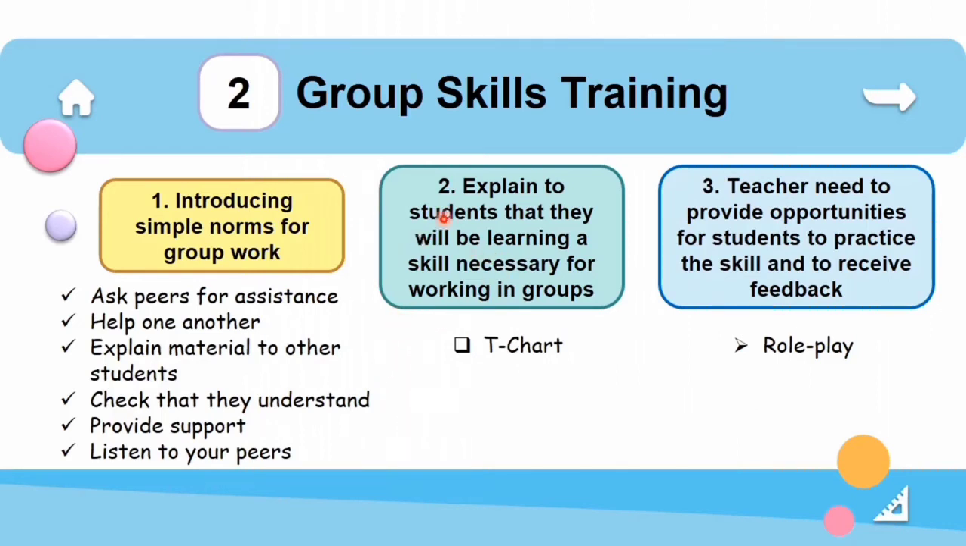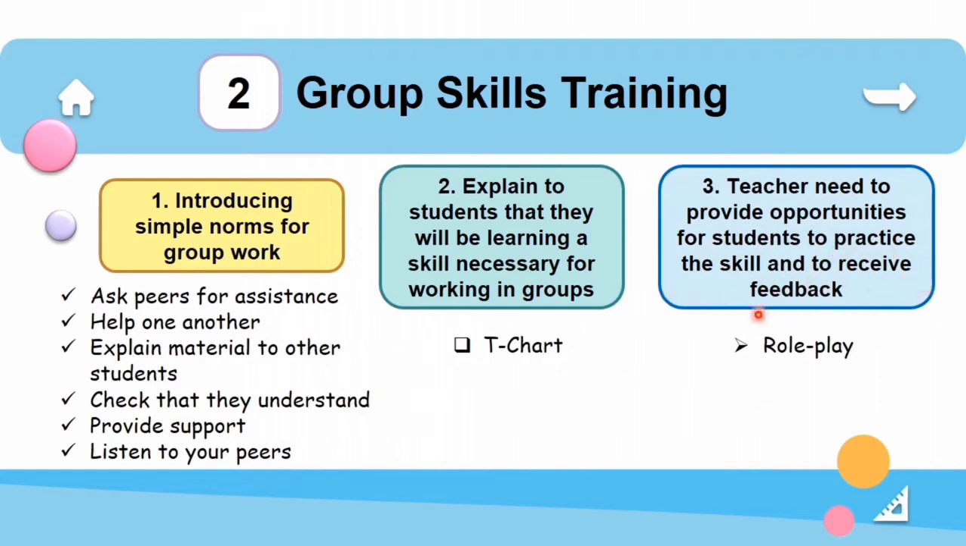The second is explaining to the students that they will be learning a skill necessary for working in groups, such as using a T chart. With a T chart, you list the skill with the class and record ideas on what the skill would look like and what it would sound like. The T chart further encourages participation.